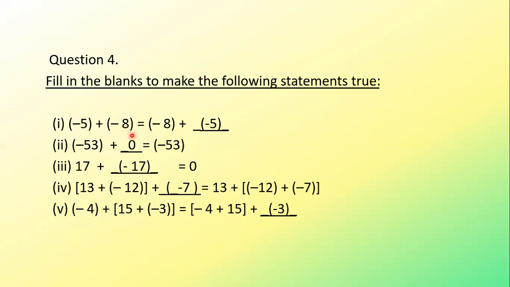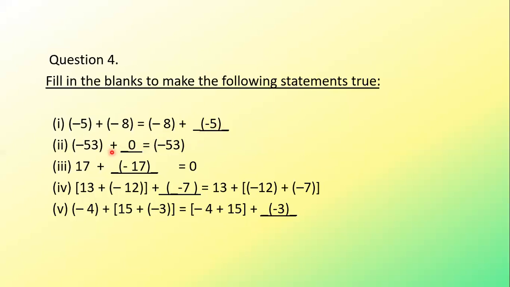And you learned about the commutative property, commutativity. For the addition of 2 integers, we can add the integers in any order. The sum will remain the same. That means a plus b is equal to b plus a. So here minus 5 plus minus 8 will be equal to minus 8 plus minus 5. Only the order of the integer is changing. The sum will remain the same. That is the commutative property is proved here.